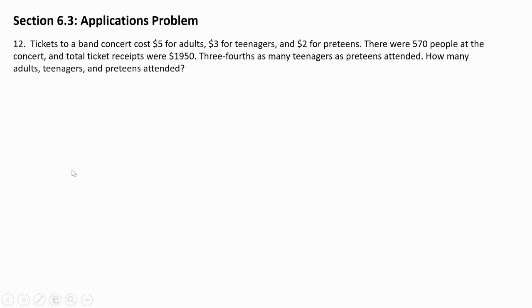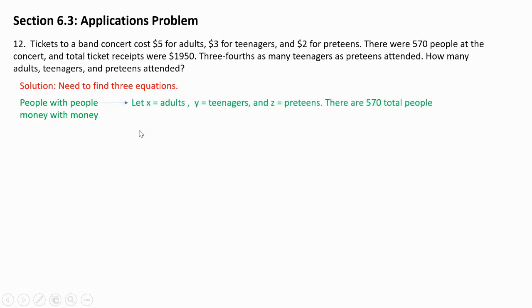So here, guys, is going to be a system of 3 equations. So we need to find the 3 equations. We start with, again, people with people and money with money to get the first 2. So we have adults, that's people. Teenagers, that's people. And preteens. And there's 570 people total. So if we let x equal adults, y equal teenagers, and z equal preteens, there are 570. So x adult tickets plus y teenager tickets plus z preteen tickets must equal 570. So it's x plus y plus z equals 570.